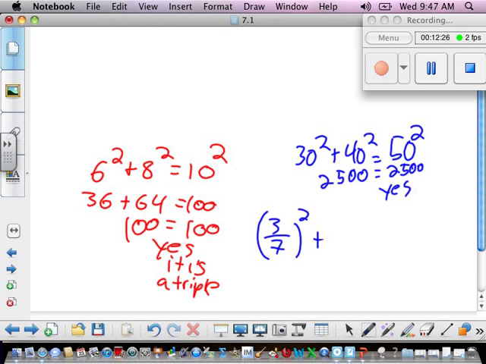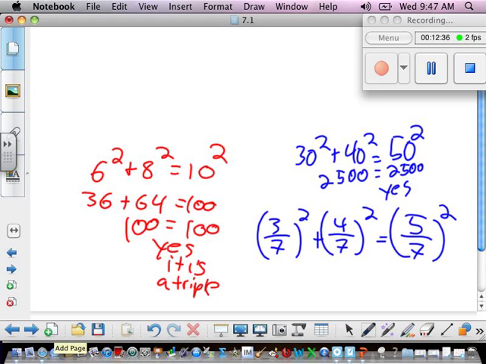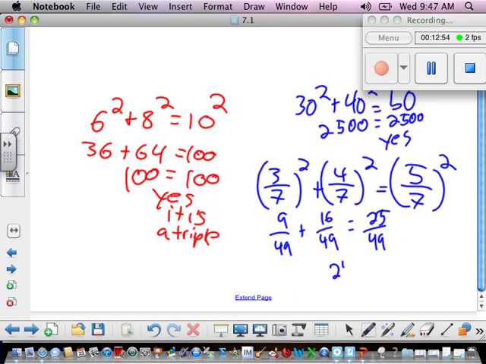3/7 squared plus 4/7 squared, does that equal 5/7 squared? So yeah, exactly. You square the top and the bottom. So it'd be 9/49 plus 16/49. Does that equal 25/49? 16 plus 9 is 25. So 25/49 equals 25/49. Okay, let's look at these 3 examples we have.